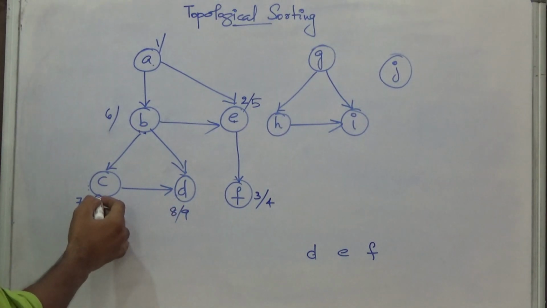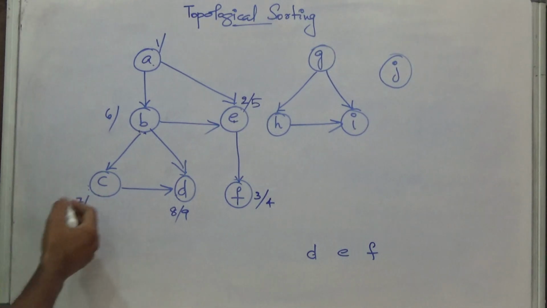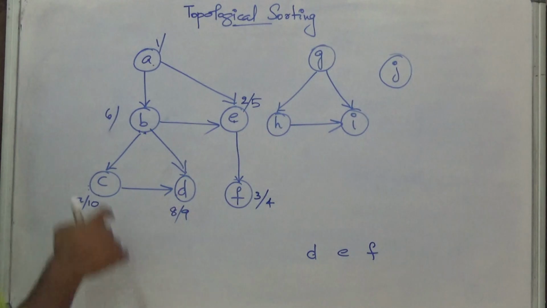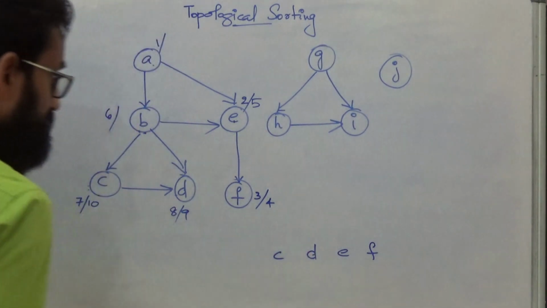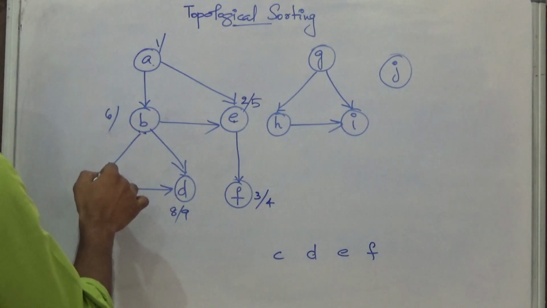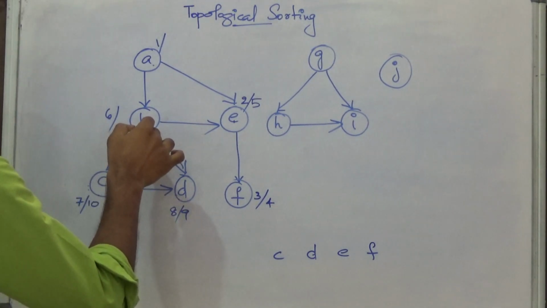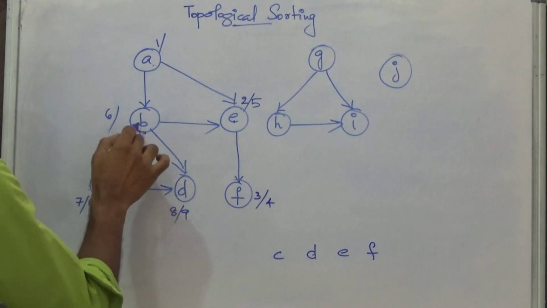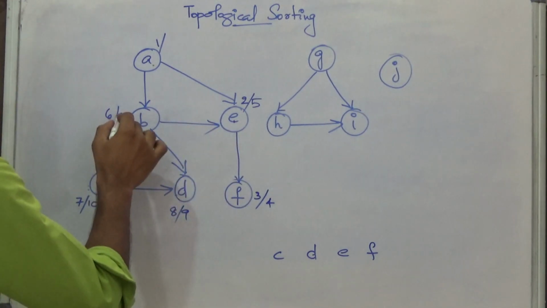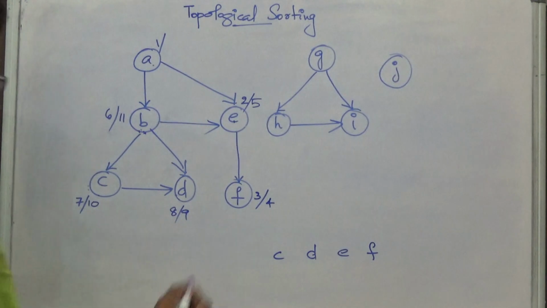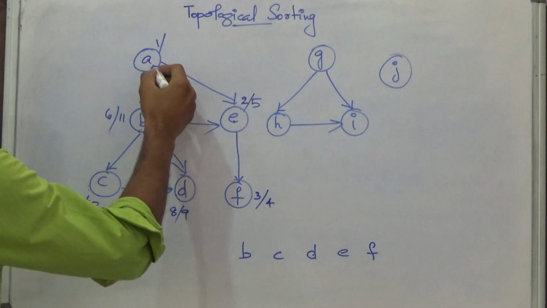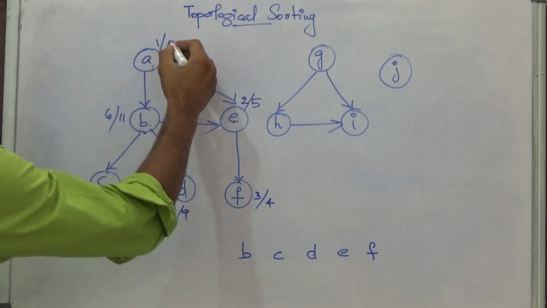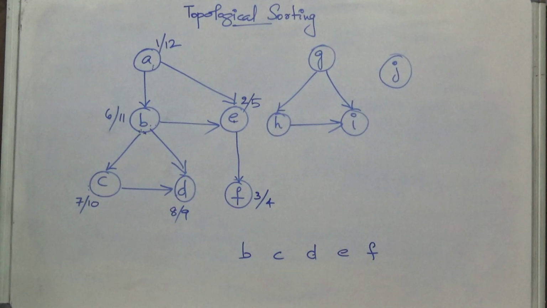C does not have any alternate movement, no adjacent unlisted vertex, so increment time by 1 and finish it. Whenever you finish the node, add it to the front of the list. Now from C backtrack to its predecessor. B does not have any alternate movement, so finish it. At time t = 11 you are finishing B. Add it to the front of the list. Now from B backtrack to its predecessor, that is A. A does not have any alternate movement, so at time t = 12 finish the node and add it to the front of the list.